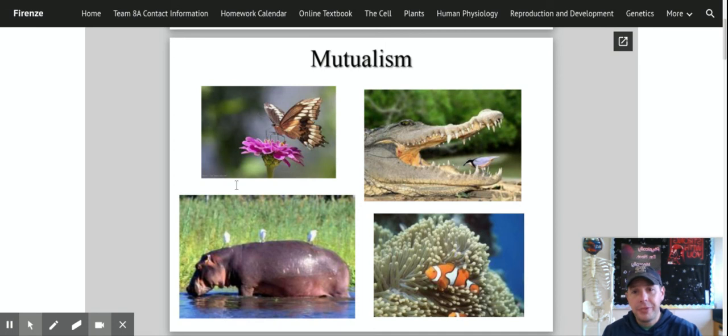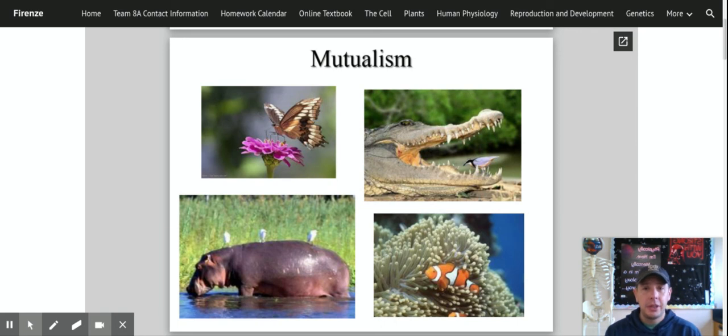So butterfly and plants. We haven't talked about plants very much lately. We've been talking a lot more about animals. So we have a butterfly here, and the butterfly is eating the nectar for food out of the plant. In turn, pollen gets stuck on the bottom of the butterfly, and when the butterfly goes from plant to plant, it pollinates other flowers for this specific type of flower.